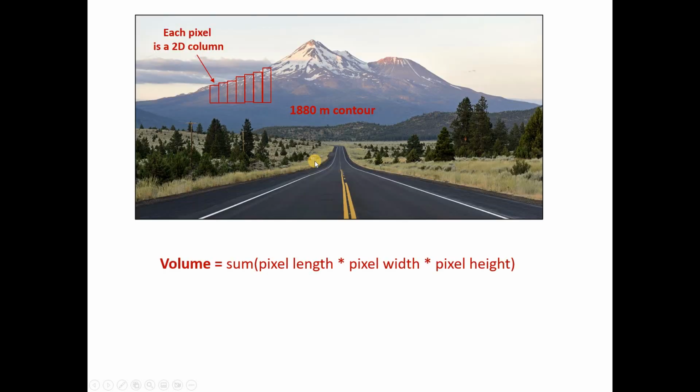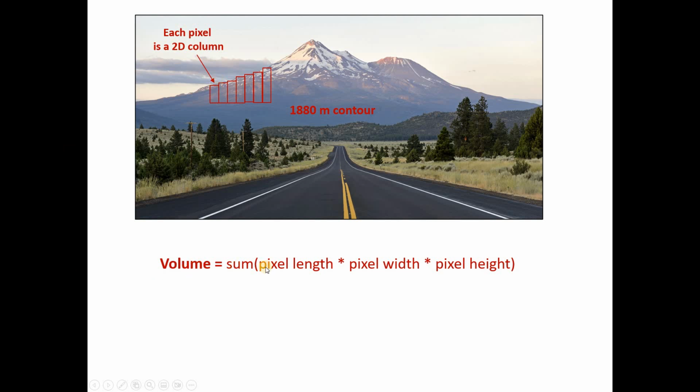So in the real world, we're doing this on Mount Shasta, and we're interested in extracting the volume above the 1,880 meter elevation contour. So we're going to treat that as a reference plane. It's going to act as a zero level for us. And we're going to visualize each pixel as an elevation or a height above that 1,880 meter contour.